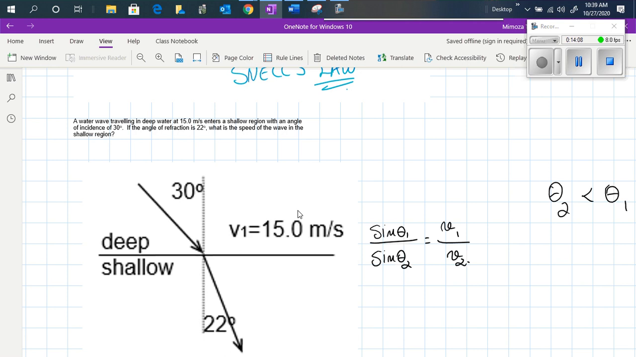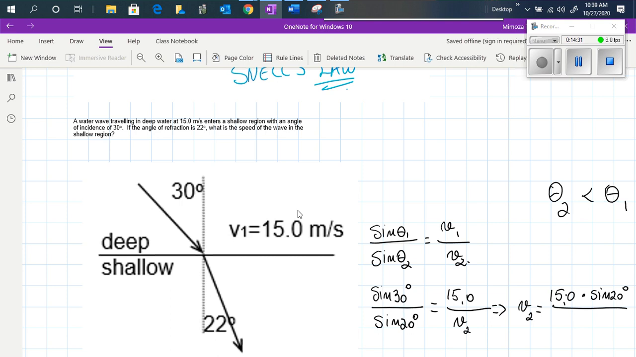We don't deal with the wavelength in this case because they're not giving us any information. So now we have sine 30 degrees over sine 20 degrees is equal to 15 meters per second over V2. From here, we can find that V2 is equal to 15 times sine 20 over sine 30. Use your calculator and tell me. This should be 22, not 20.